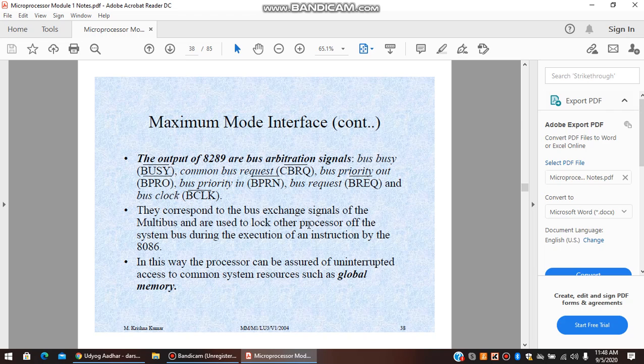They correspond to the bus exchange signals of the multibus and are used to lock other processors off the system bus during the execution of an instruction by the 8086. In this way, the processor can be assured of uninterrupted access to the common system resources such as global memory. When the 8086 is sharing, sometimes it might require access which should not be disturbed. For that, the arbiter can be used. It has all these pins which help the 8086 have uninterrupted access.